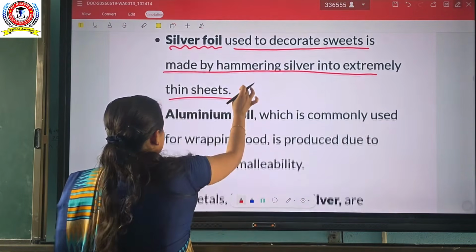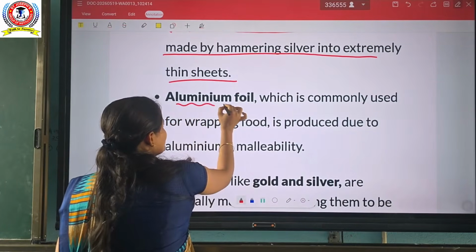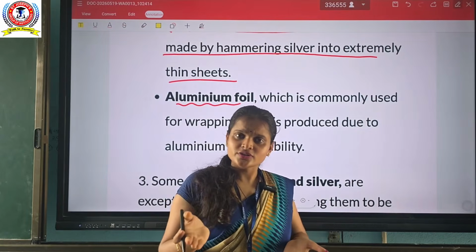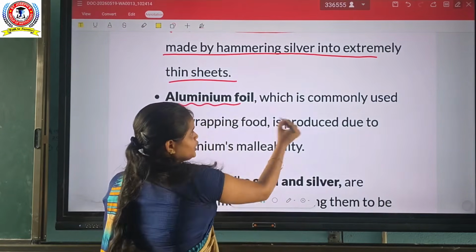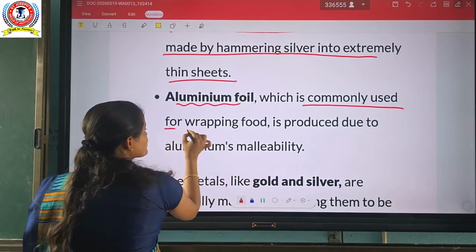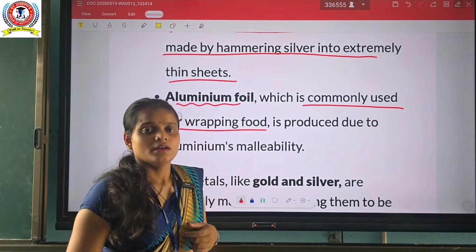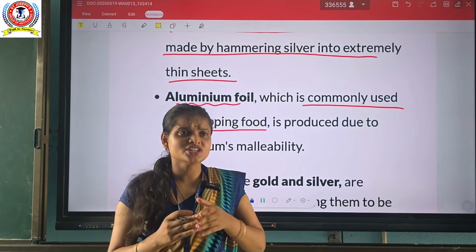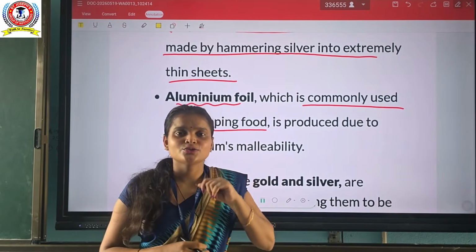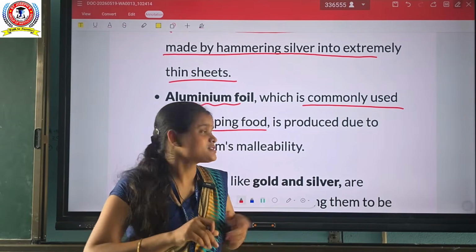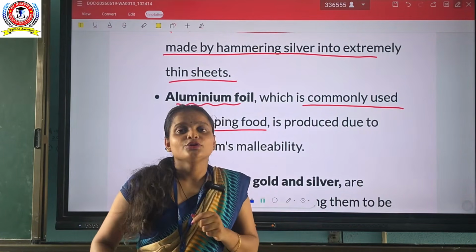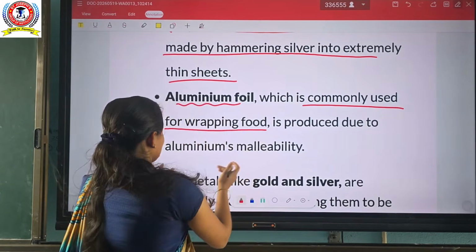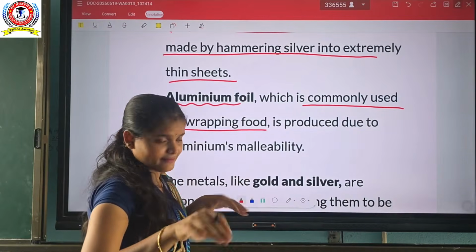Okay. The second one is aluminium foil. Aluminium has the malleability property, so it can be beaten into a thin sheet. Aluminium foil is commonly used for wrapping food. When we buy food from a hotel or restaurant, what is it wrapped in? The food is wrapped in aluminium foil. It is beaten into a thin sheet, or not? So aluminium can be made into foil because of its malleable nature.